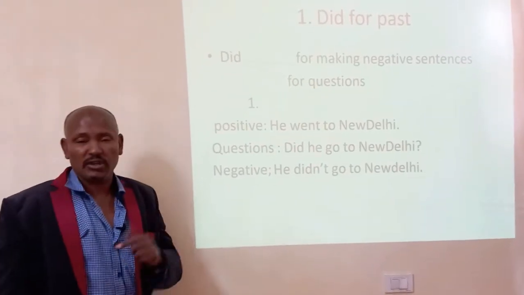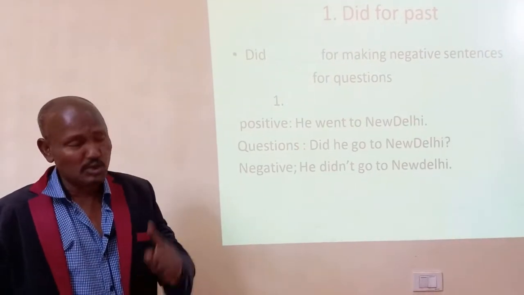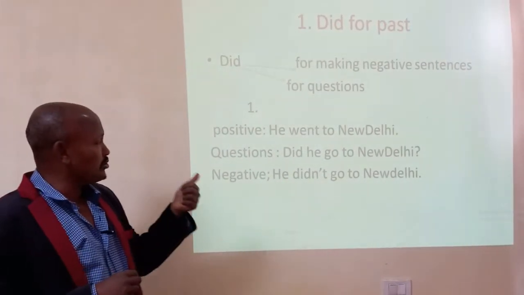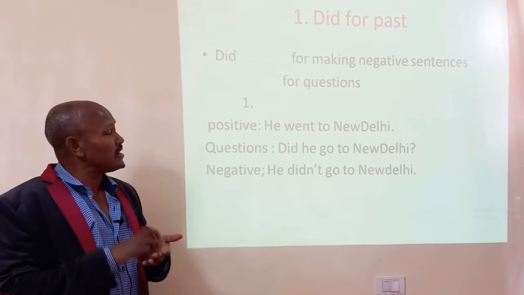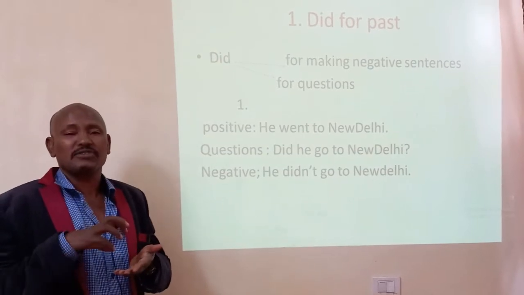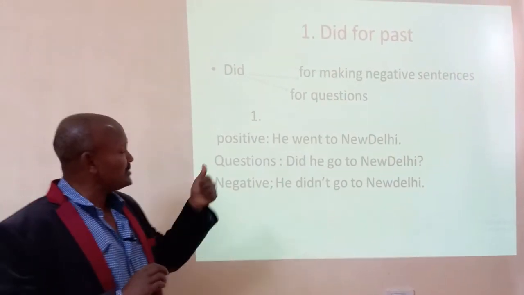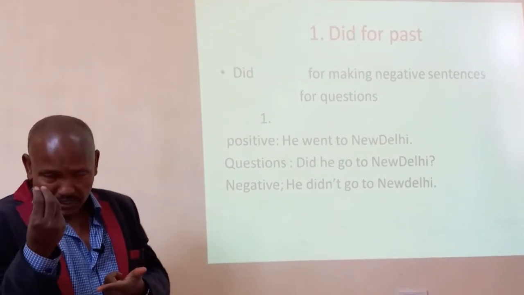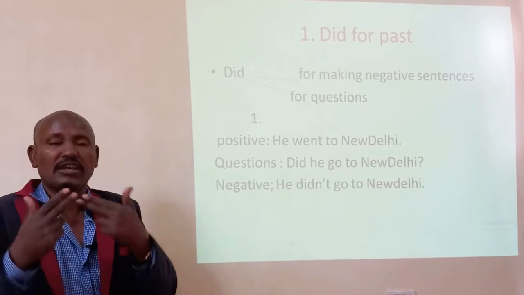The first sentence, or the positive sentence, should be simple past. That's a very important part here. The opening statement is simple past, which is positive. Look here: he went to New Delhi. Went is a simple past verb. If the underlined word is simple past and we want to change this into questions and negatives, we had better use the verb did, nothing else, because went by itself is an action verb.